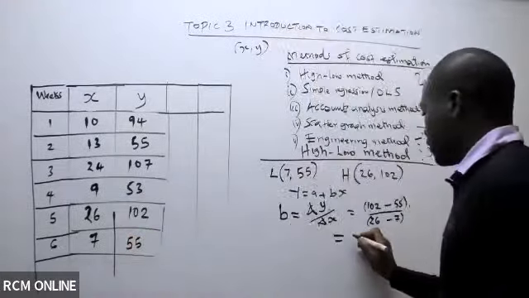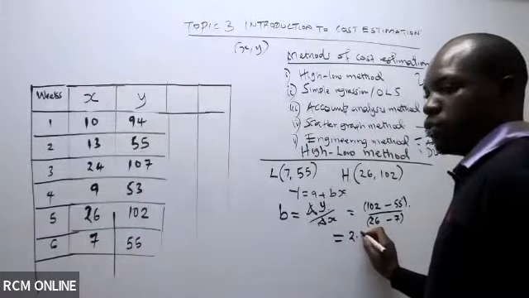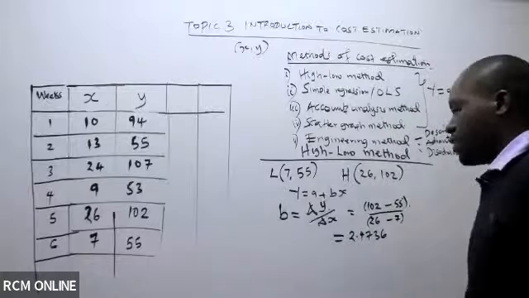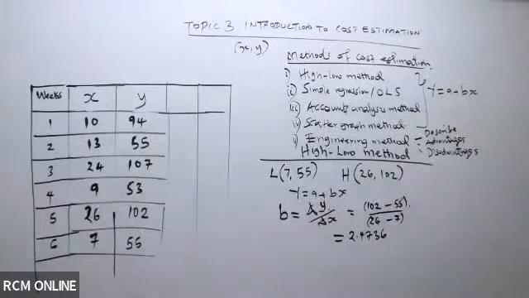So we have 2.4736. That is the value of B. That is the slope of the curve. So we need to get the y-intercept, or the value of A, or fixed cost.